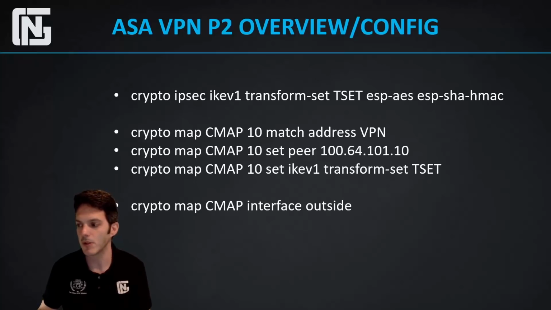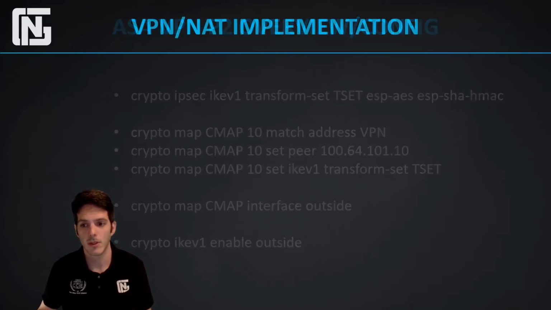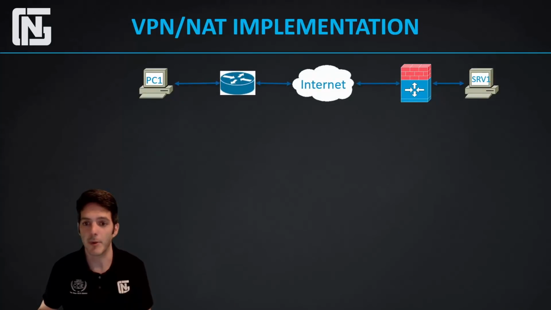Then we enable the crypto map on the outside interface. Then once we do that, we have to enable IKE v1 on the interface. So we have to make sure that IKE v1 has been enabled on the interface for the outside configuration. And then we're good. So, guess what we get to go do now, guys? We actually get to go implement all of this stuff.